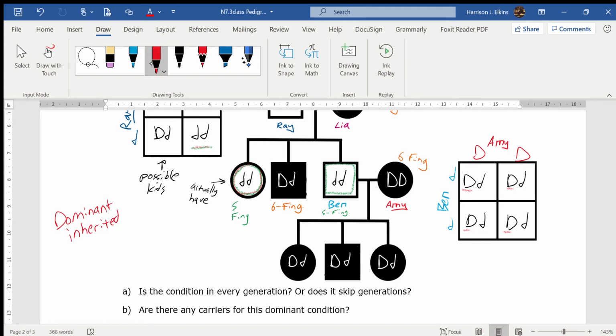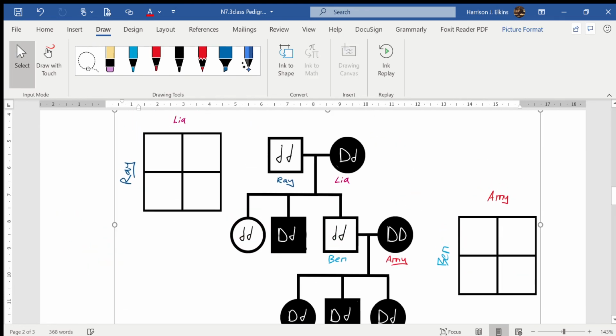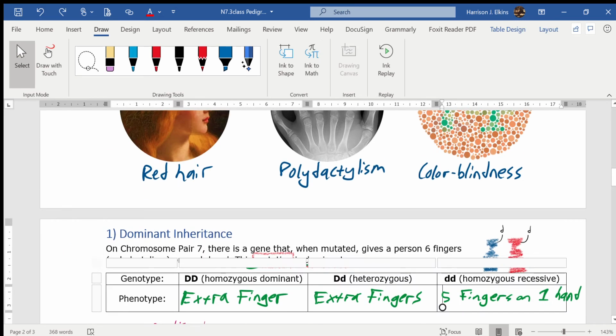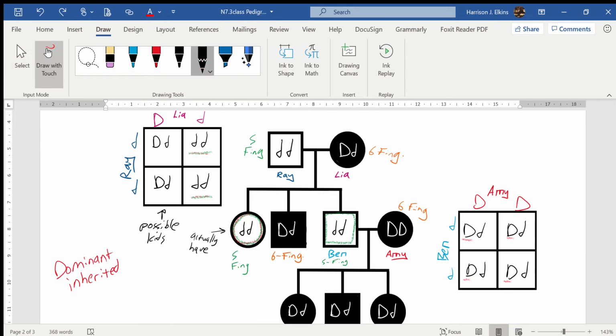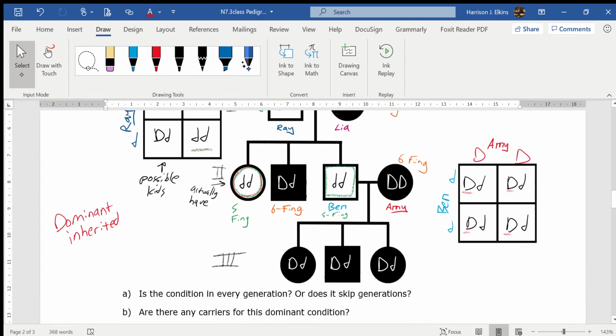Does the condition skip any generations? Let's look back at the generations. Here are our generations: generation 1, generation 2, and generation 3. Notice how in generation 1, somebody has polydactylism. In generation 2, somebody has polydactylism. And in generation 3, somebody has polydactylism. So, did it skip any generations? No, it didn't. That's a clue that this is dominant inheritance. You can tell that the dominant gene is what's mutated because it is in every single generation. It doesn't really get skipped.